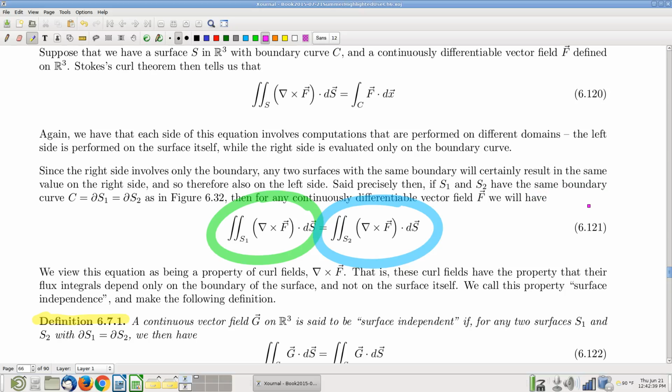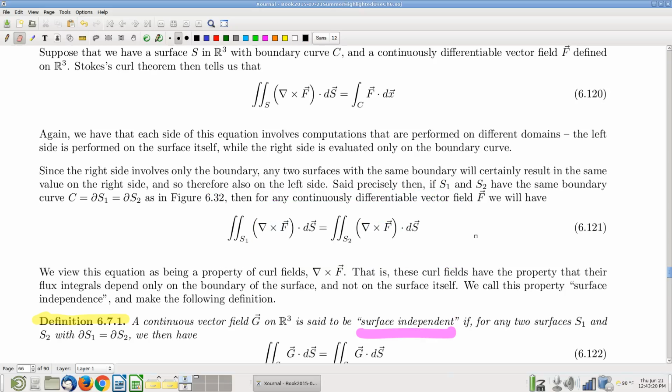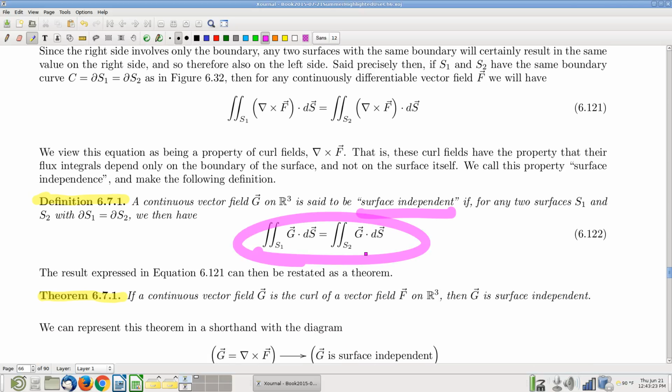So what we have here is a remarkable property of this curl vector field. Curl vector fields have the feature that the flux is the same for any surface, as long as the two surfaces have the same boundary curve. The flux, said differently, does not depend on the surface; it only depends on the boundary of the surface. So if the value of the flux is independent of the surface, the term surface independent makes a whole heck of a lot of sense. That's the term we're going to use here: a vector field is surface independent if that's the case whenever two surfaces have the same boundary curve.